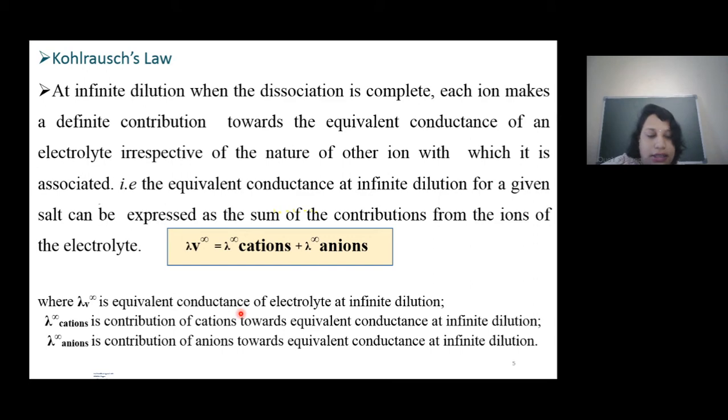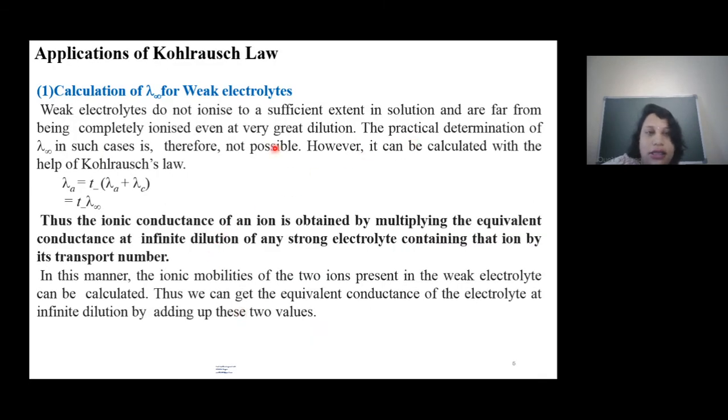For example, NaCl, Na positive and Cl negative ions. Suppose we are dealing with acetic acid, a weak electrolyte, CH3COOH. We don't know the lambda infinity value for the weak electrolyte. So what we have to do? We have to check the lambda infinity for CH3COO negative and H positive. Now this CH3COO negative can be combined to form the strong electrolyte CH3COONa, and H positive can be combined to form the strong electrolyte HCl. So CH3COONa plus HCl, and the extra NaCl can be subtracted to give the lambda infinity for the weak electrolyte.